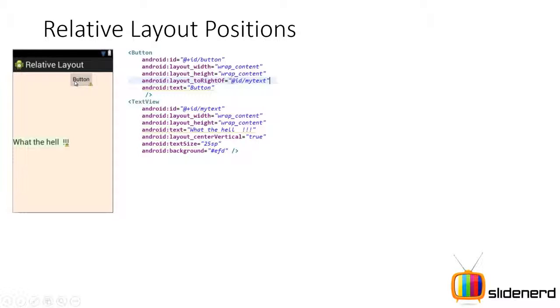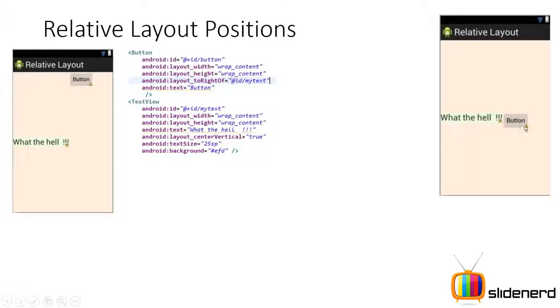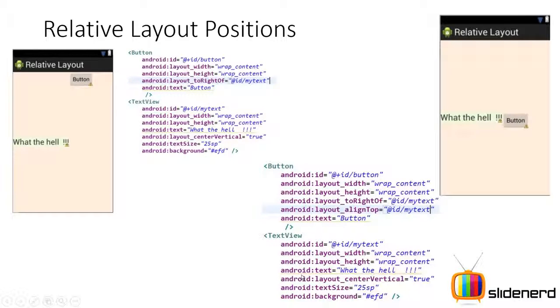But this is not actually what I want. What I want is something like this. The top side of the button and the top side of the text view should align with each other. So in short, while keeping the button on the right side of the text view, I'll have to align the top of the button with the top of the text view. So the code looks something like this. The text view remains the same as it is, but if you see the button, what I do is I say align top. I'm telling the button that, hey, please align your top with this guy. Who's that guy? ID my text, right? So in short, the top for both of them is aligned. You can do the same with the bottom, and you can do the same with the left and right.